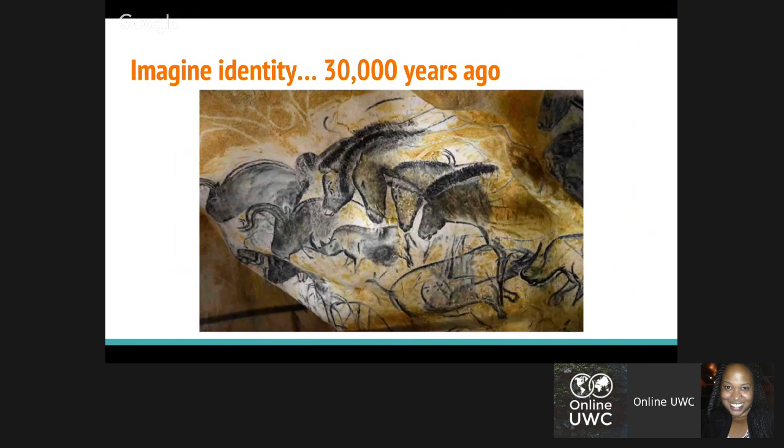So before we really launch into understanding the different axes of identity, I would like for you to take a step back for a moment and imagine what identity would look like 30,000 years ago. So why this image here? This is actually an incredible image from Taverne du Pont d'Arc in France. This is a drawing which was done by humans 30,000 years ago.